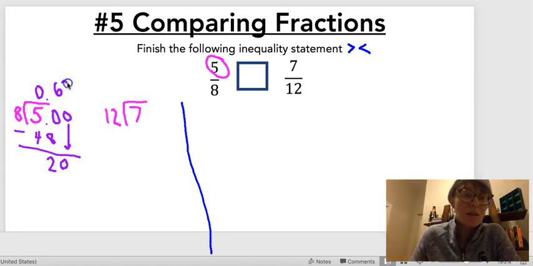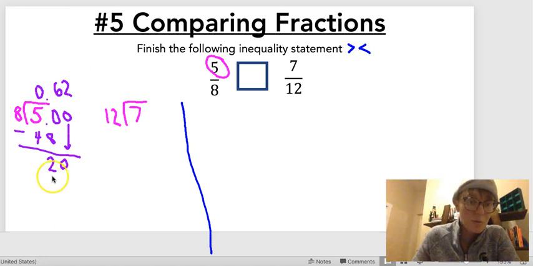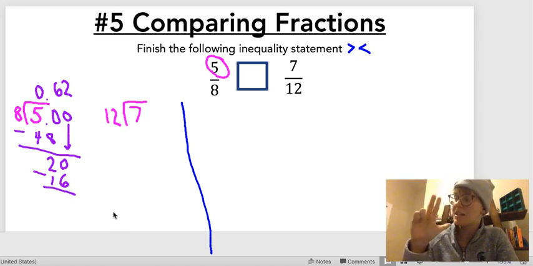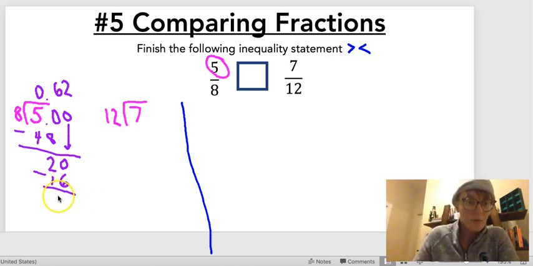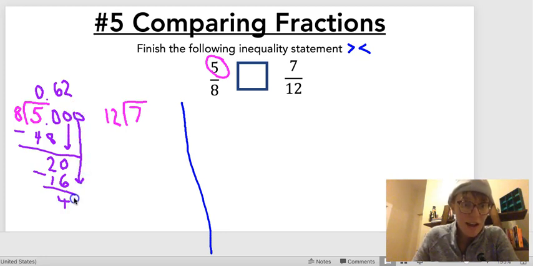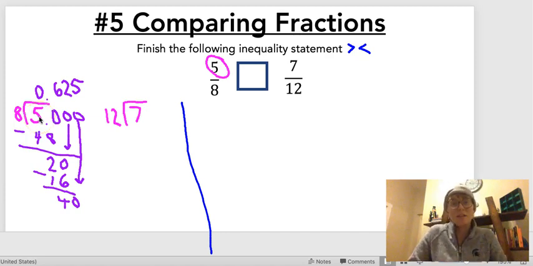That's going to be 2. 8 times 2 is 16. If I subtract, I can start at 16 and go up. 17, 18, 19, 20. That's going to be 4. Bring down another 0. I'm excited because 40 is a multiple of 8, so I can actually finish this with no remainder. That's going to be 5 right here. So 5/8 is the same as 0.625.